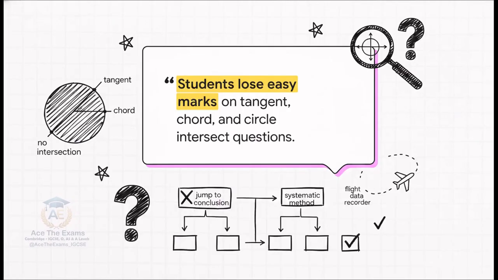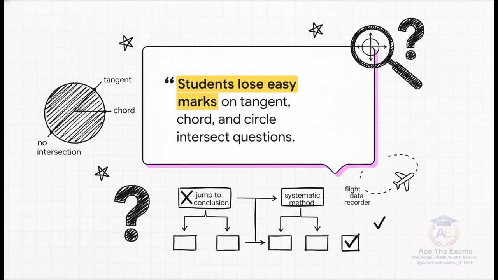Look at the quote on your screen. This is a direct red alert warning straight from a Cambridge senior examiner. Quote, "Most students lose easy marks on determining whether a straight line is a tangent, a chord, or does not intersect a circle." End quote. Now you really have to ask yourself, why on earth does this keep happening year after year? I'll tell you right now, it is absolutely not because the fundamental algebra is impossible. You all know how to do algebra. It's because of the core challenge of securing method marks through multi-stage analysis.